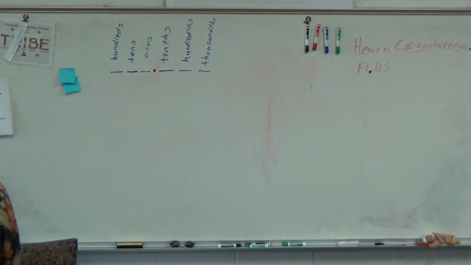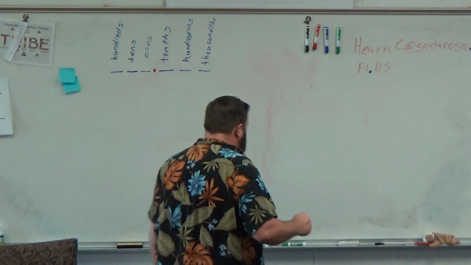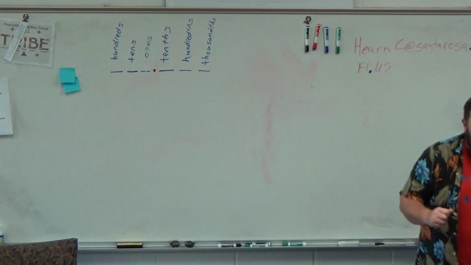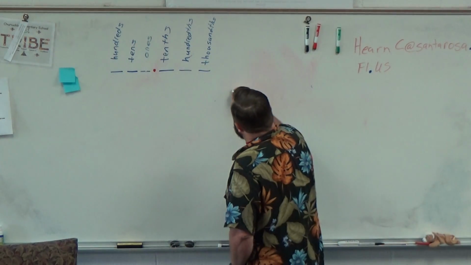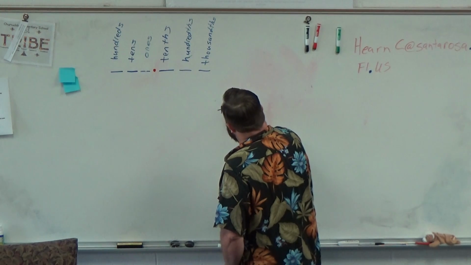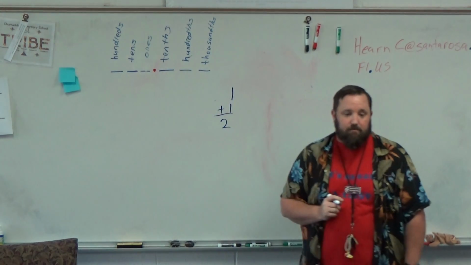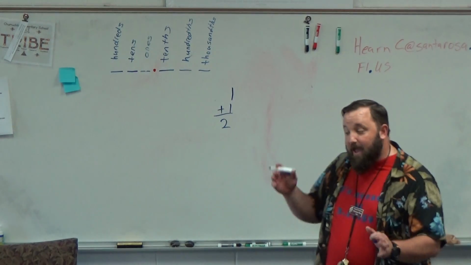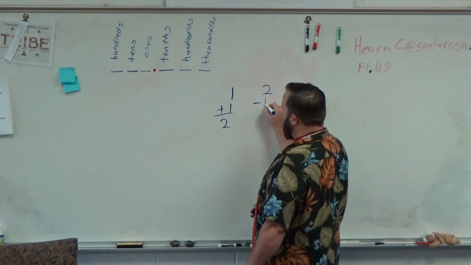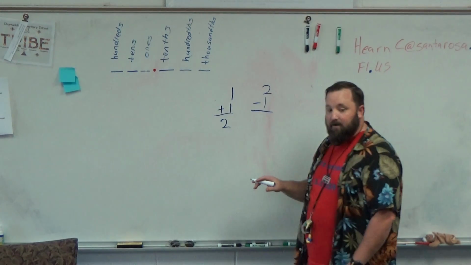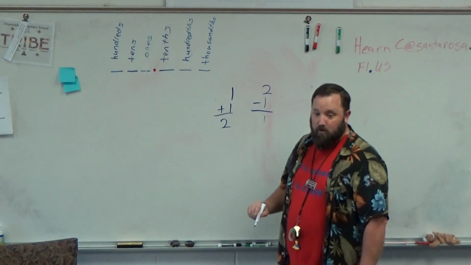Okay? Now, when you were in kindergarten and you first started learning how to count, we learned this. 1 plus 1 equals 2. And then the teacher said, okay, now if I have 2 and I take away 1, how many do I have left? 1. These are ones, folks.